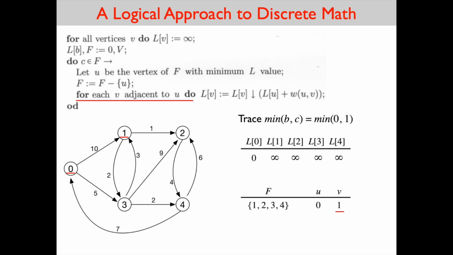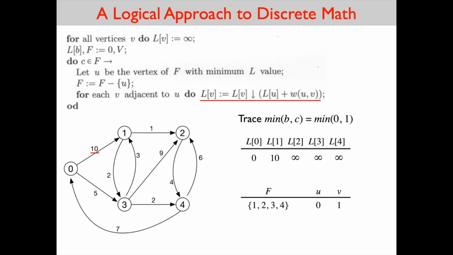So on this next slide, we see that we set v to 1 because there is an edge from 0 to 1, because vertex 1 is adjacent to vertex 0. So now what happens in the body of this loop? It's one statement, and it says L sub v gets L sub v min L sub u plus w u comma v. So what happens when this statement executes?